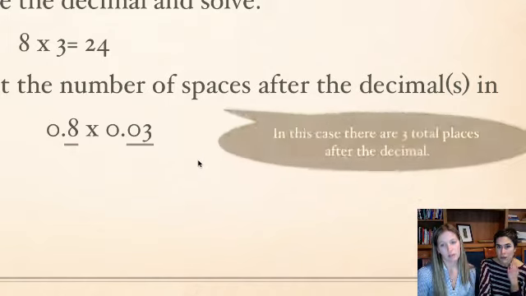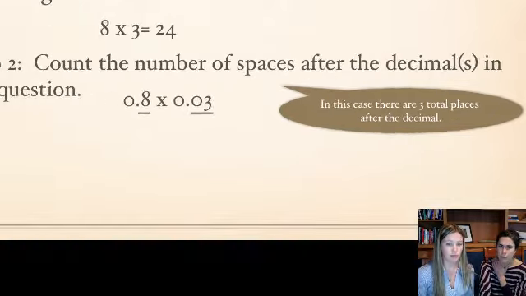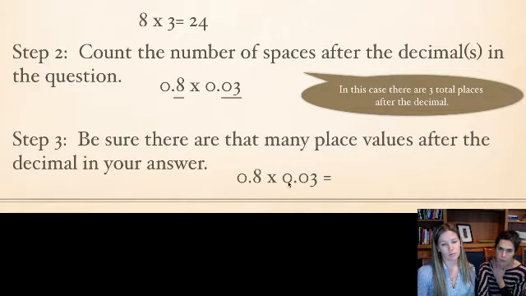So when we look at our answer, we should be thinking about, we have 1, 2, 3 total places after the decimal. So we want to think about that we have the number of place values after the decimal in our answer as well. Now, this is something we want you to really be aware of, though. We get this answer of 24, but I'm looking here and I only see 1, 2 place values, and we need to make sure that there's 1, 2, 3.